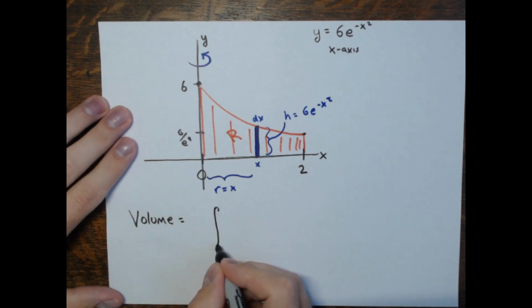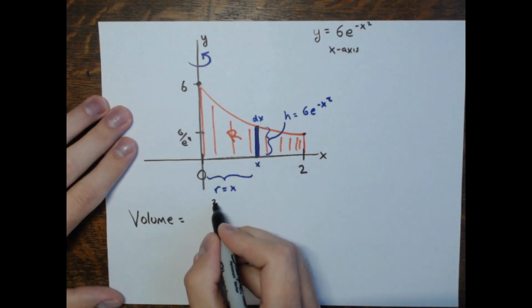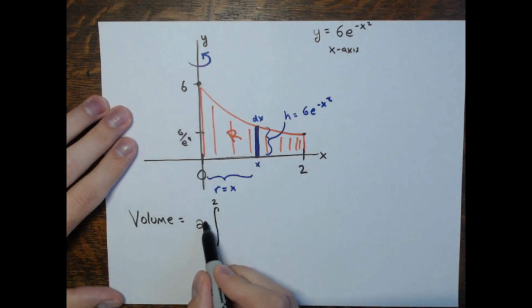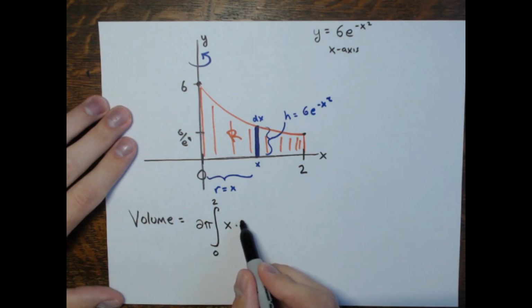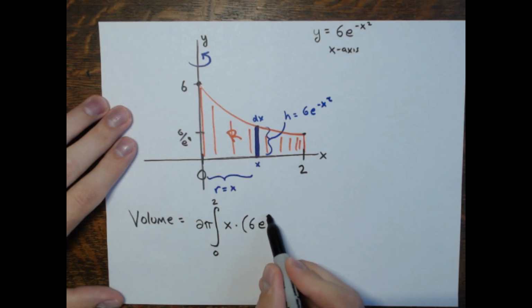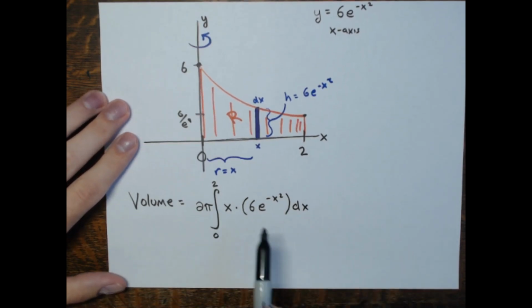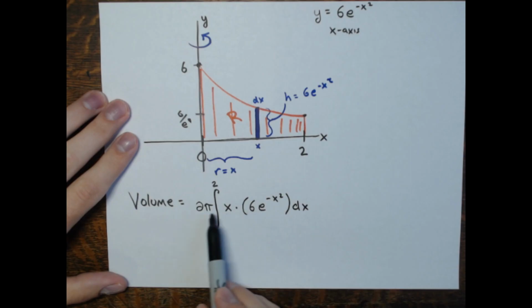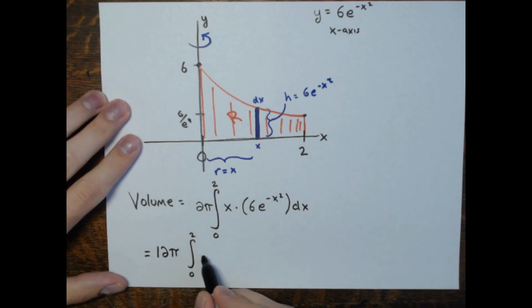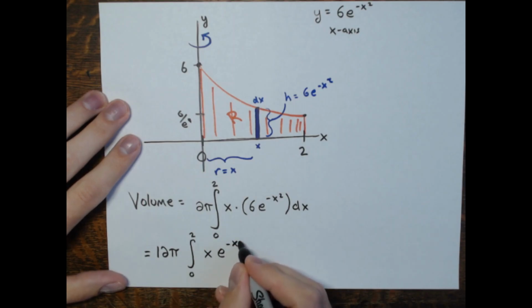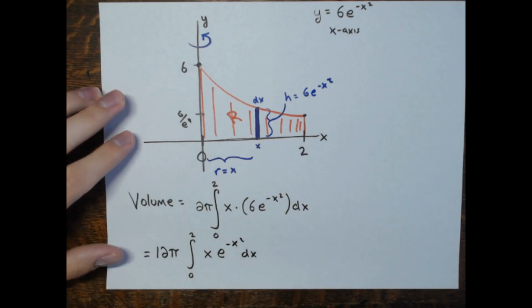So the volume is the integral from x equals 0 to 2 of the circumference, 2 pi times the radius. The radius is x, times the height, 6 e to the negative x squared dx. This has a constant factor of 6, so I can pull that out. So this is 12 pi times the integral from 0 to 2 of x times e to the negative x squared dx.